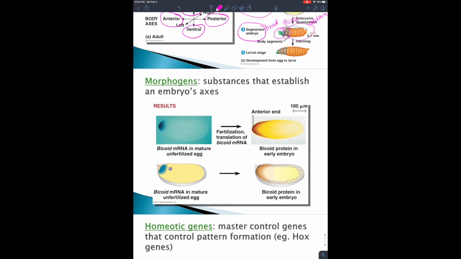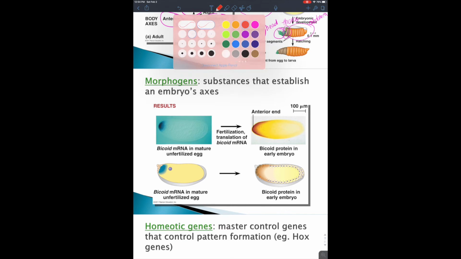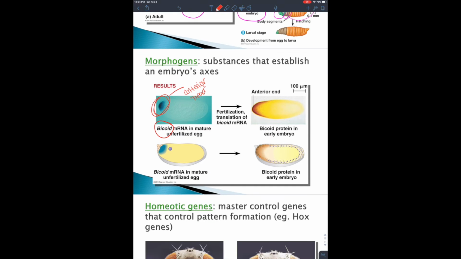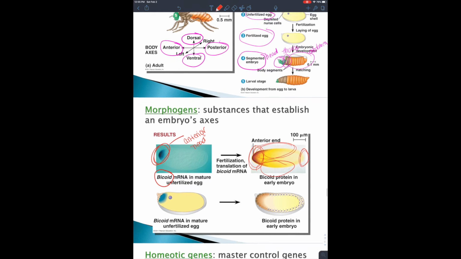Substances establish an embryo's axes, so they determine what is left, right, up, and down. One of those particular substances is called bicoid. When bicoid aggregates together, it determines the anterior side, or the head side. When lots of bicoid is at one end, that is what will develop into the head. The opposite would be the posterior. Then, through a series of good guesses, we can establish where our dorsal side and our ventral side will be.